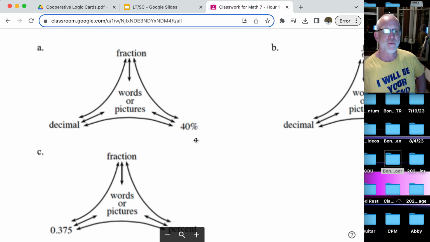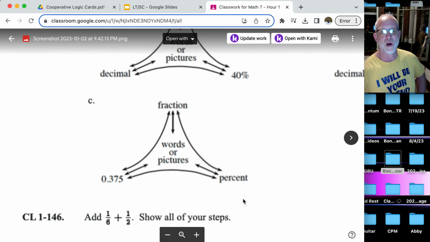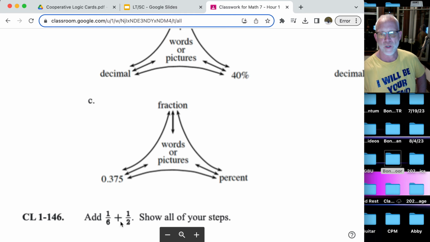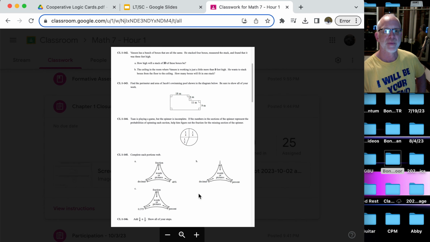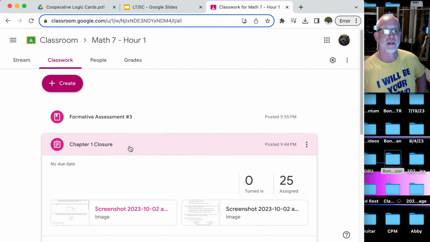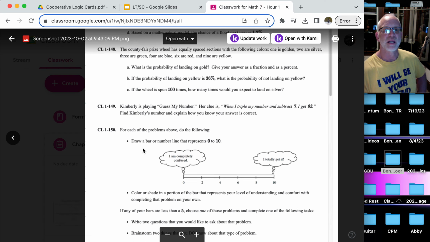Down here, add 1/6 plus 1/2. Show all of your steps. What do 2 and 6 both go into? So that's the first half of the assessment, or the closure, I should say. And the second half is this.